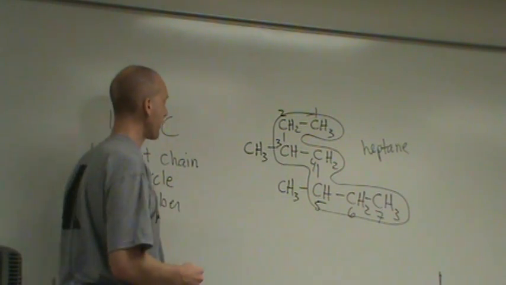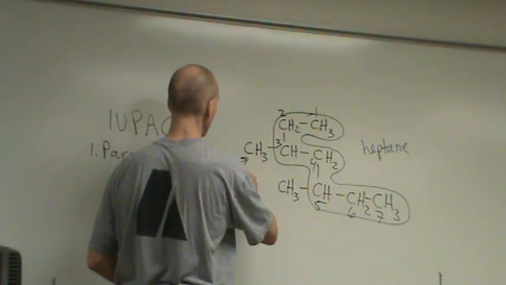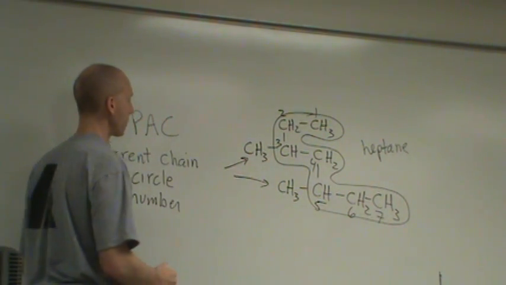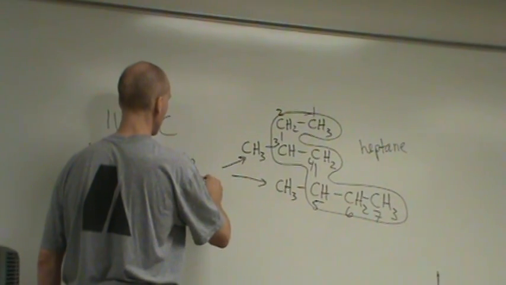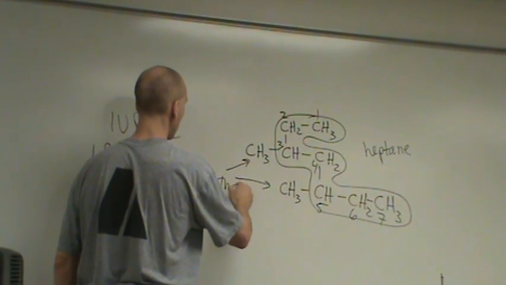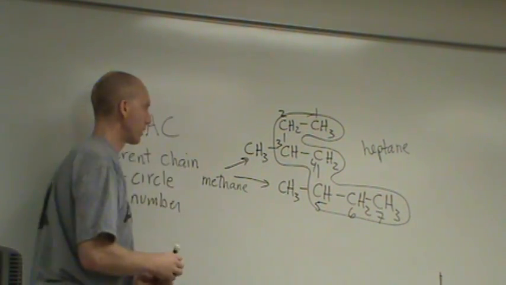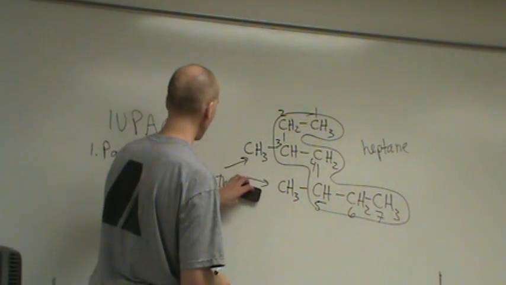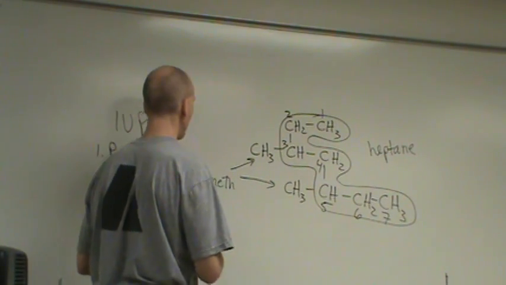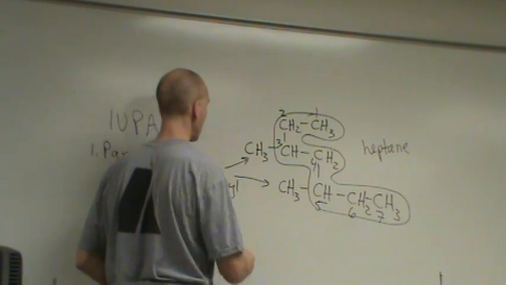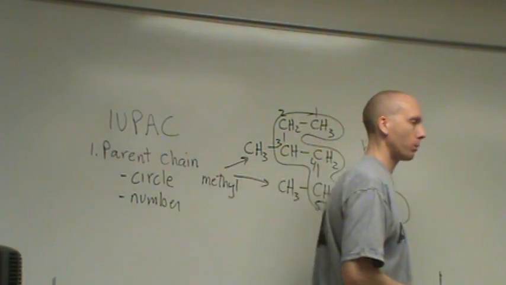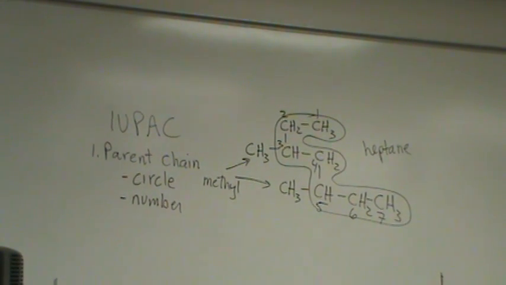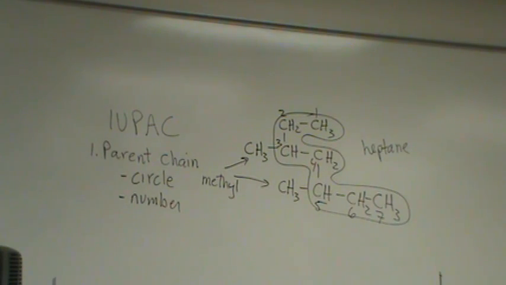If you look, our branches here are CH3s. And the way you do these branches, remember that one carbon molecule is methane. What we do is we drop the A and E, and those are what are called methyl groups. So we always have our branches ending in YL.